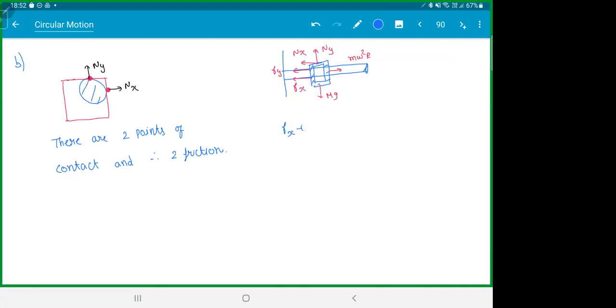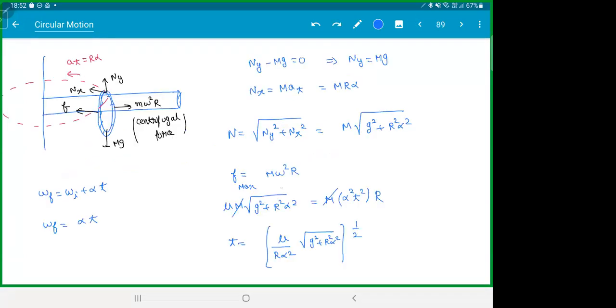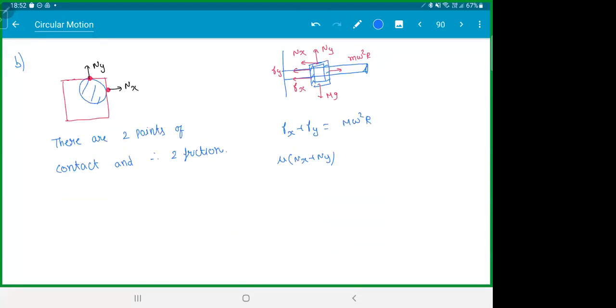So we get Fx plus Fy will be m omega square r. So this would be mu into Nx plus Ny. That is the difference. Observe this here. N was what? Mu into root over Nx square plus Ny square. But here it is Nx plus Ny. Which is bigger, a plus b or root over a square plus b square? A plus b is greater than root over a square plus b square. So that means the square frame will have more friction compared to the ring.